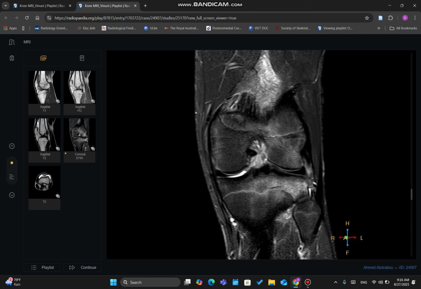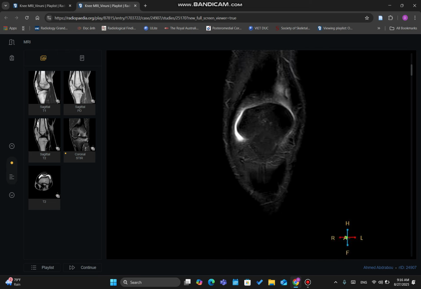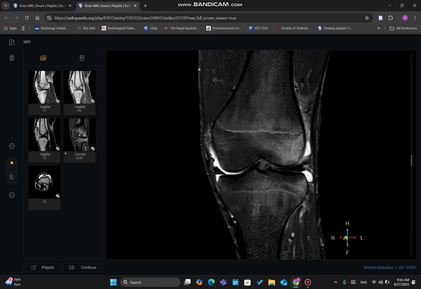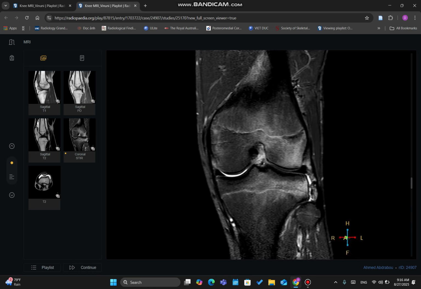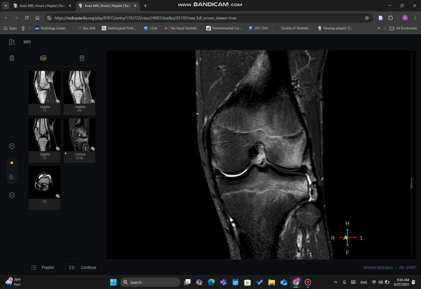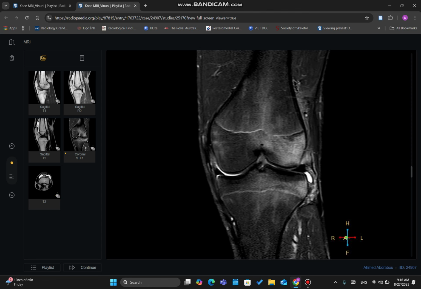Okay, let's move on to the B letter. B refers to bone. Now let's look at the bone. In the knee MRI, we have the lower part of the femur, the upper part of the tibia and the fibula. First, let's look at the cortex of the bone. You will look for any disruption of the cortex or lesions which expand through the cortex. It's a very important sign to differentiate between a malignant and a benign lesion.